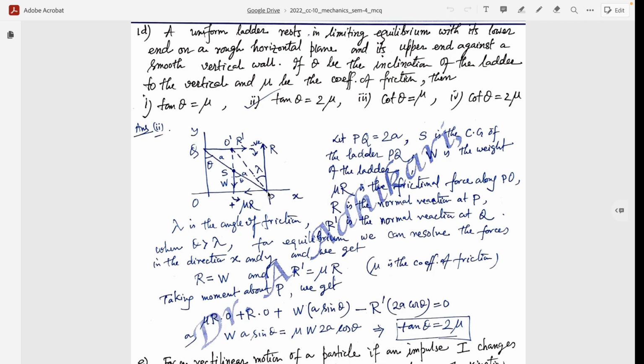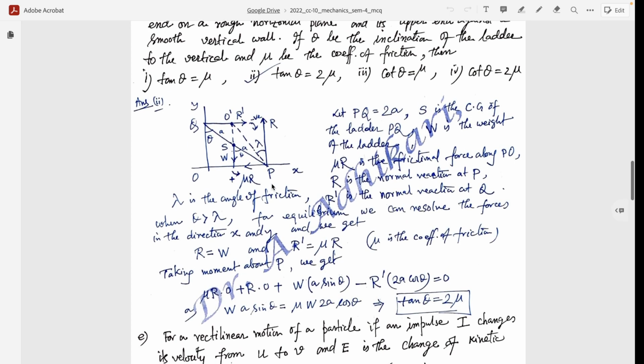So at the point P, we have two forces: mu R along this direction PO, and the normal direction R. And mu R is the frictional force on P because this surface OX is a rough horizontal plane. And at the contact point Q of the ladder on the vertical plane, which is smooth, there is only the normal direction R dash along QO dash.